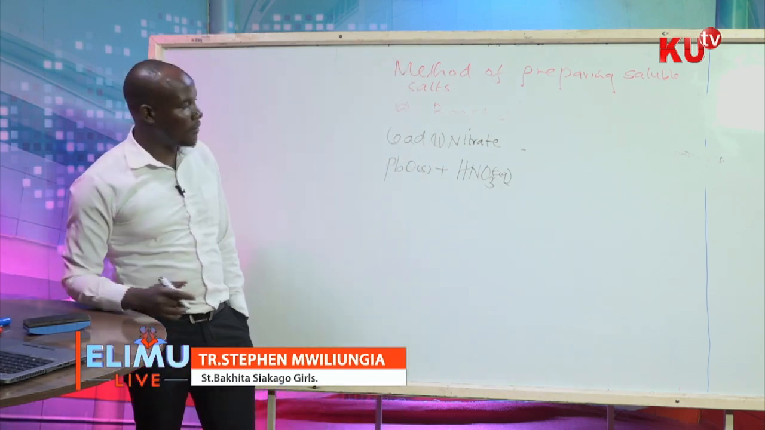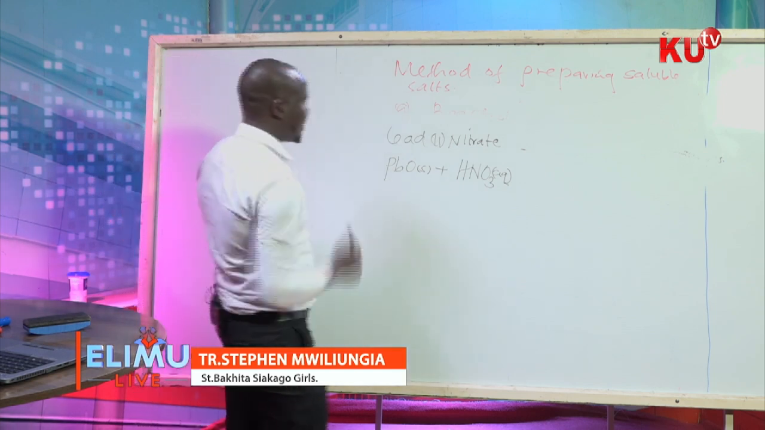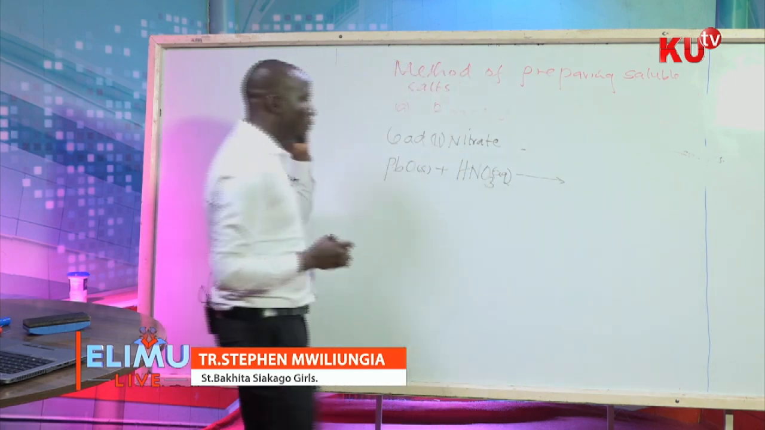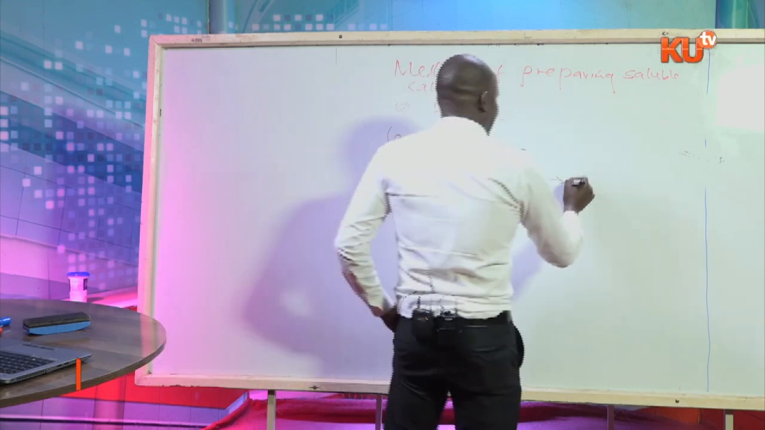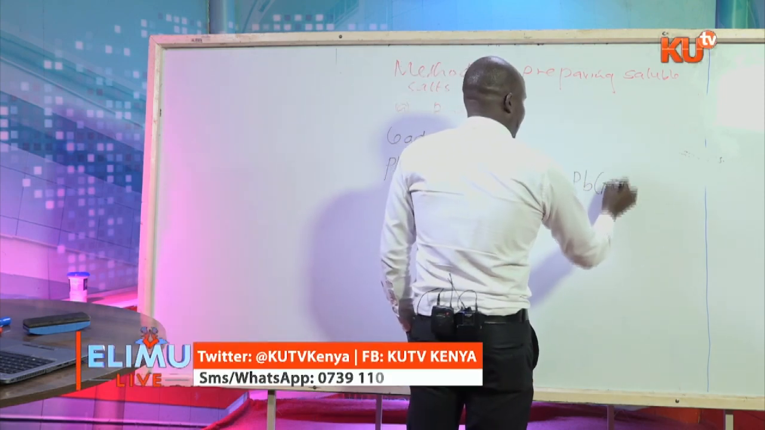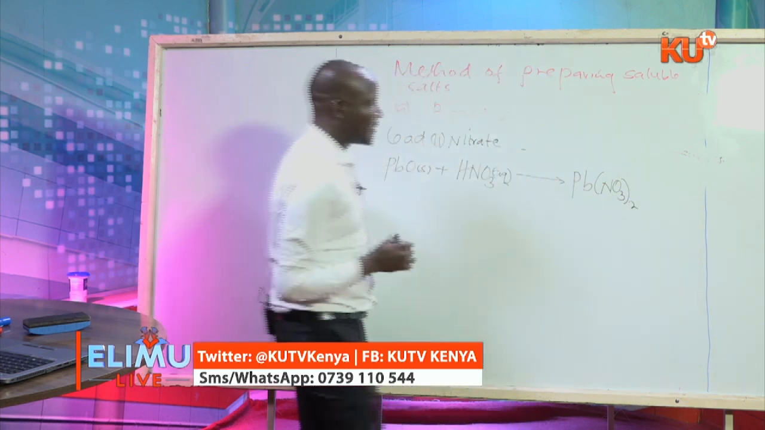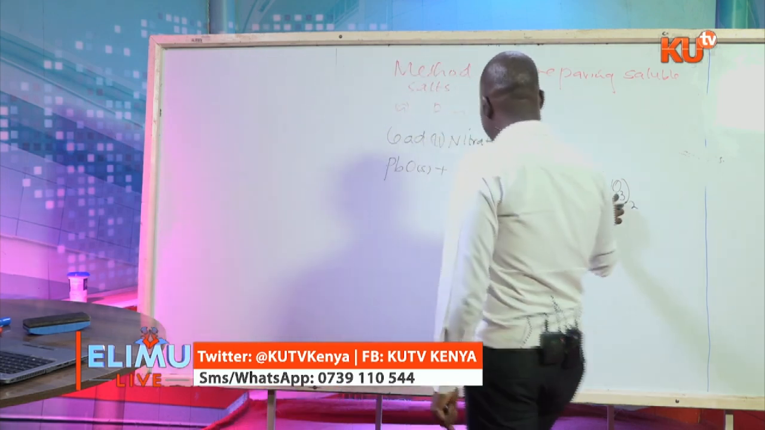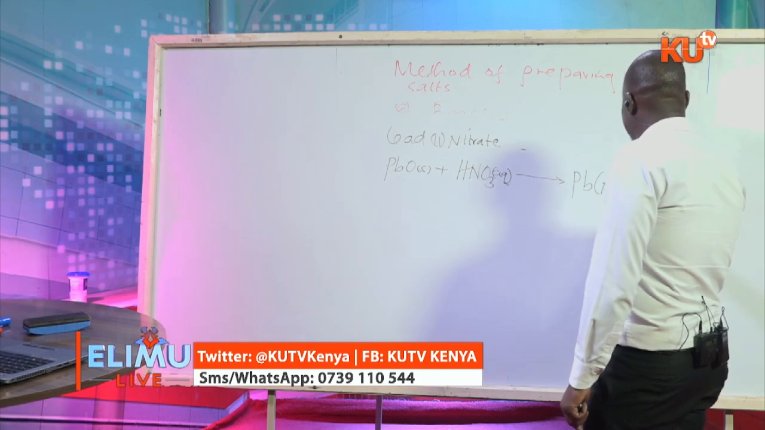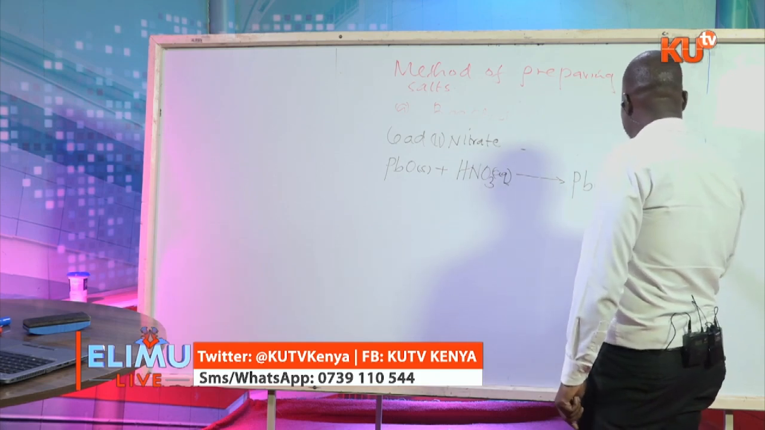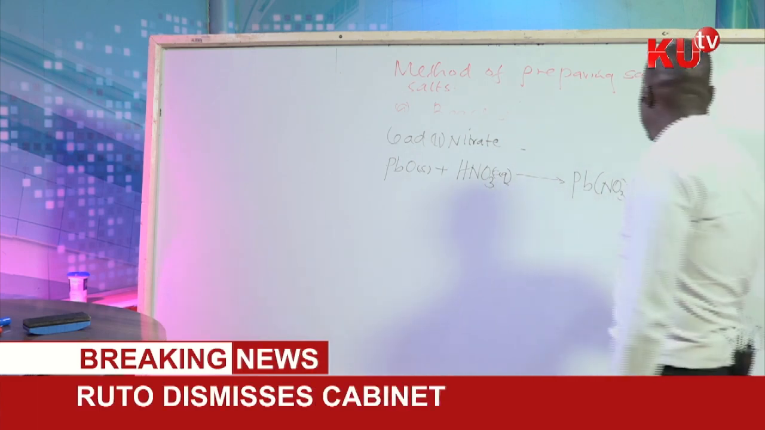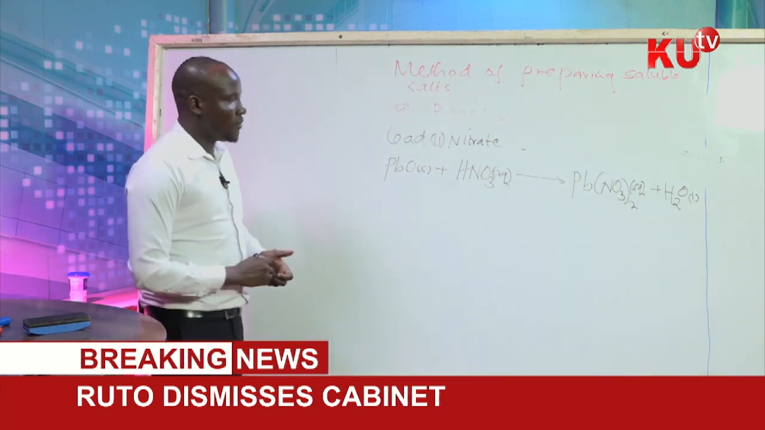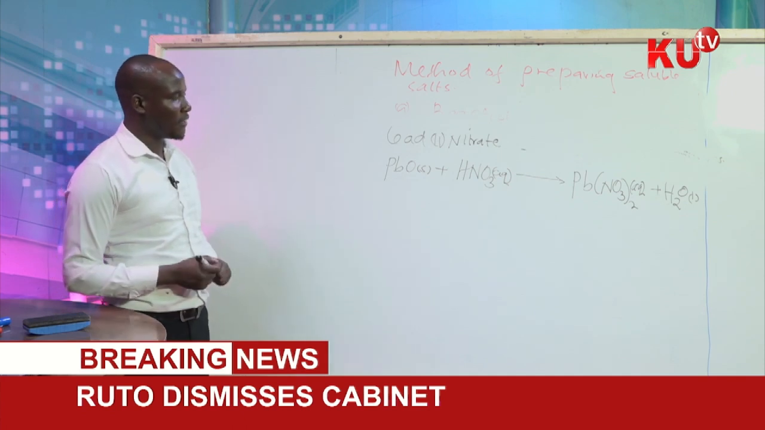Now, learners, what is formed when lead oxide, which is an insoluble base, and dilute nitric acid react? They will produce lead nitrate. Again, you follow the rules of balancing the chemical equation. You write a correct chemical formula of lead 2 nitrate. That is, lead 2 nitrate is a soluble salt, plus water will be formed. That is a liquid formed.